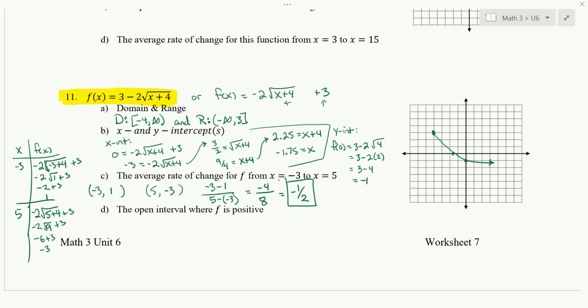And lastly, the open interval where f is positive, or in other words, where f is above the x-axis. So it starts at negative 4 and goes to our x-intercept, which was at negative 1.75.